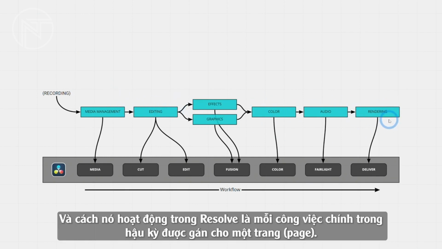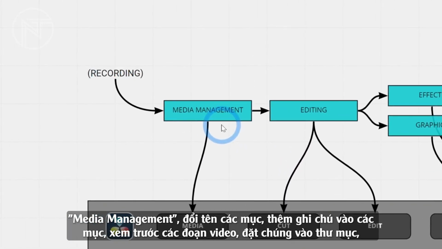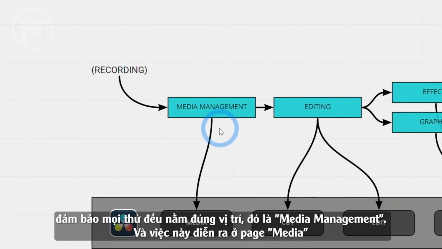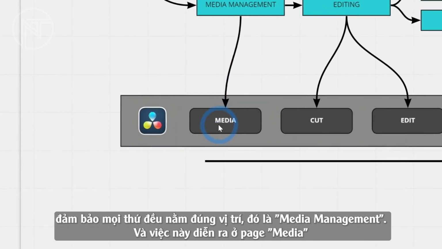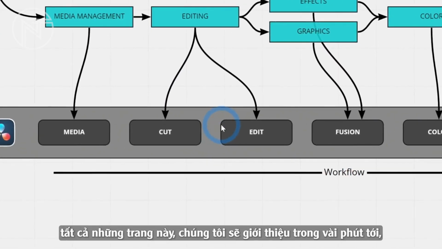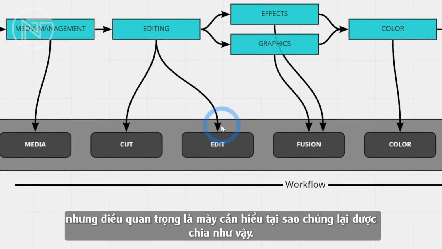And how that works in Resolve is each of these major jobs of post-production is assigned to a page. A page is like a section of Resolve that is dedicated to one of these jobs. So media management, renaming things, adding notes to things, previewing clips, putting them in folders, making sure everything is where it should be, is media management, and that happens in the media page. Editing happens in the cut or the edit pages. All of these pages we're going to go over here in a few minutes, but it's important that you kind of understand why these are split up like this.